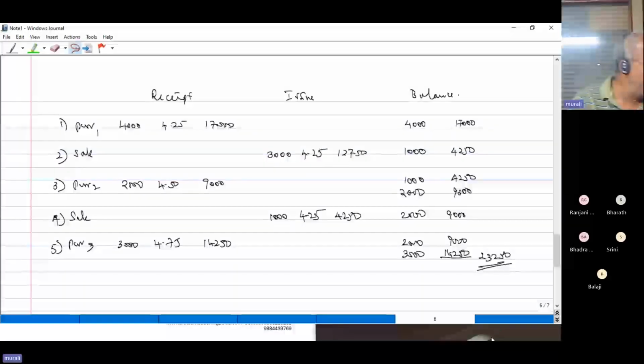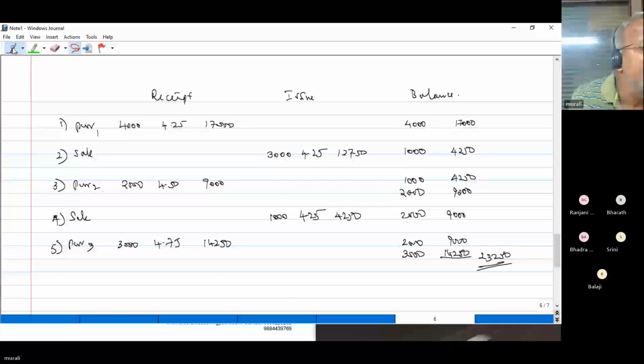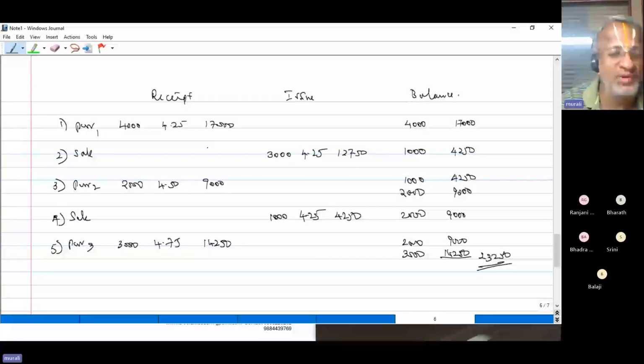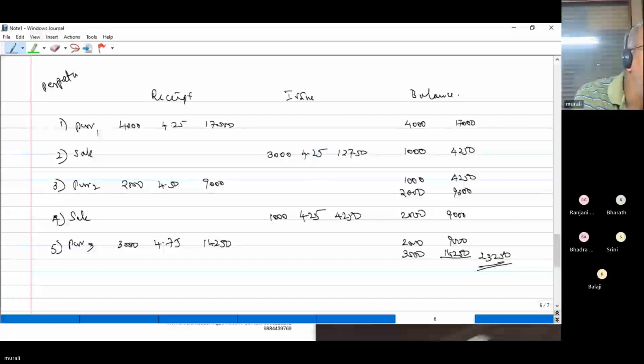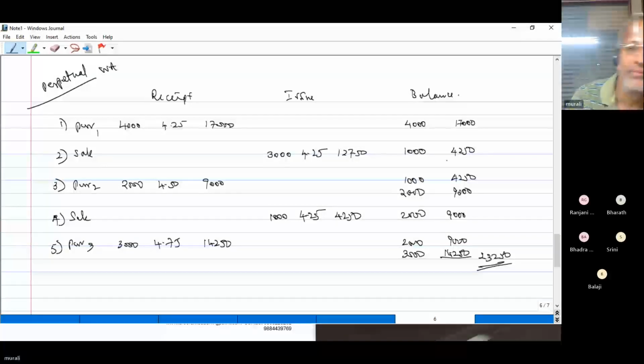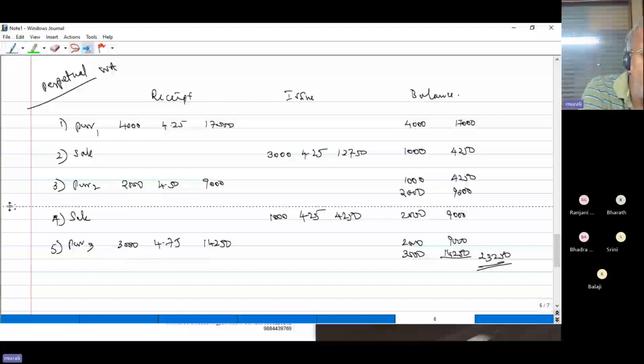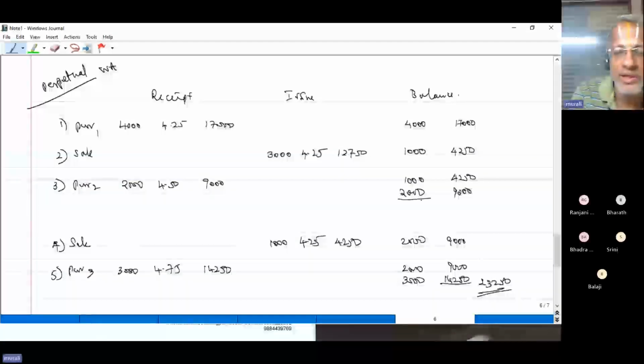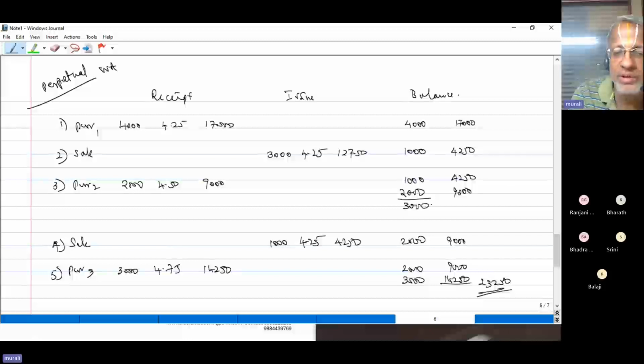Now I would like to take it up. When I have only one batch, when I am having 3,000 units to be sold, that 4.25 will be the answer, whether it is FIFO, LIFO or weighted average. This is perpetual weighted average. Up until this moment, it is going to be the same. So here I will take up this number as 3,000 and the total is 13,250, and I would like to arrive at a rate.